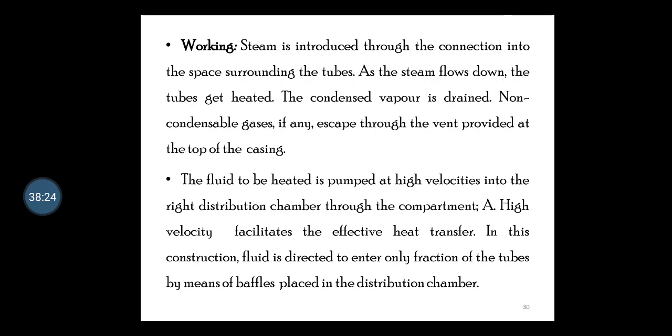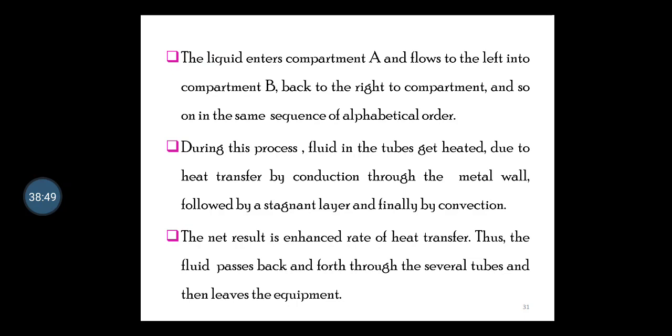The fluid to be heated is pumped at a high velocity into the right distribution chamber through compartment A, and high velocity facilitates effective heat transfer. In this construction, the fluid is directed to enter only a fraction of the tubes by means of baffles placed in the distribution chamber, and the liquid enters compartment A and flows to the left into compartment B, back to the right to compartment C, and so on in the same alphabetical sequence. During this process, fluid in the tubes gets heated due to heat transferred by conduction through the metal wall, followed by a stagnant layer, and finally by the convection mechanism. The net result is an enhanced rate of heat transfer. Thus, the fluid passes back and forth through the several tubes and then leaves the equipment.